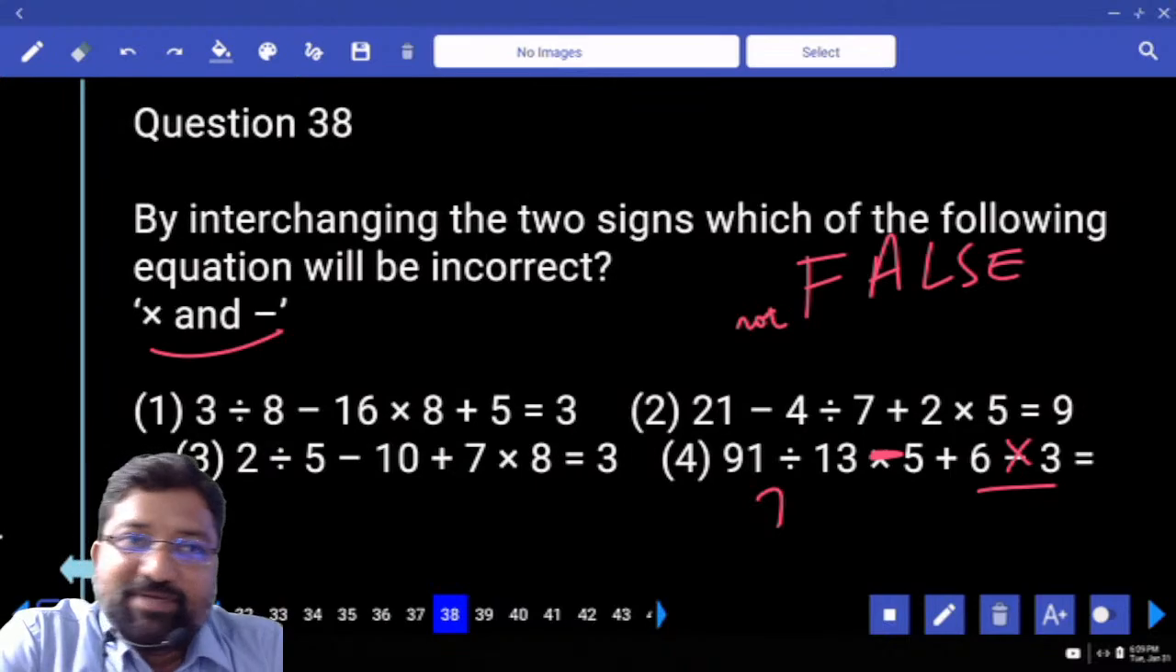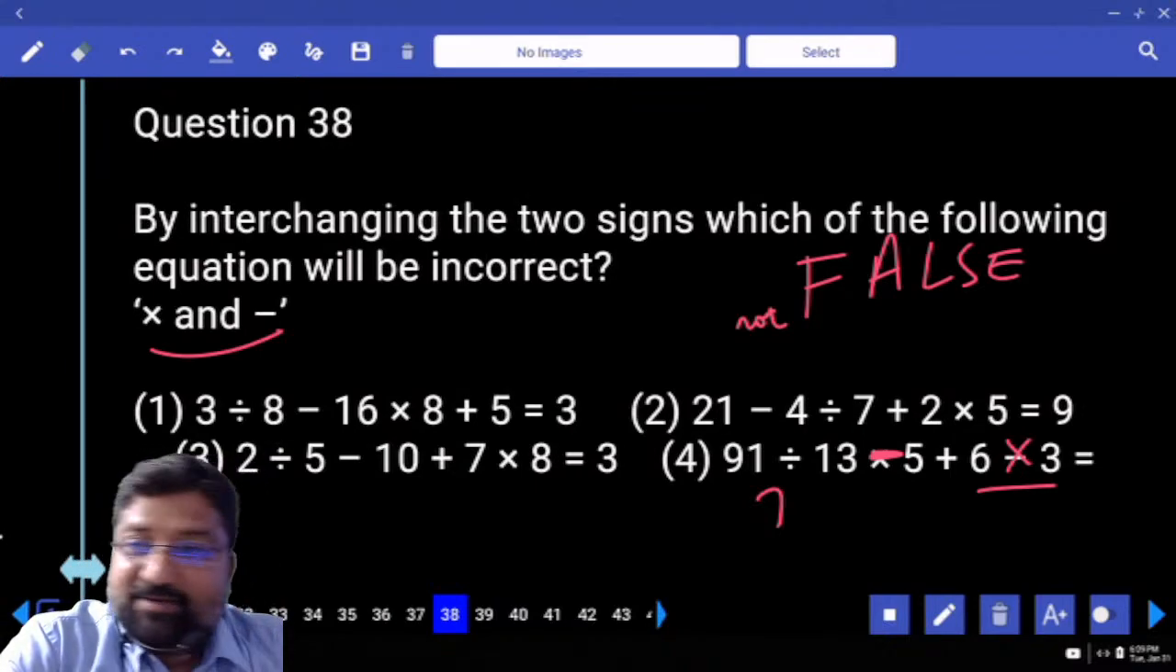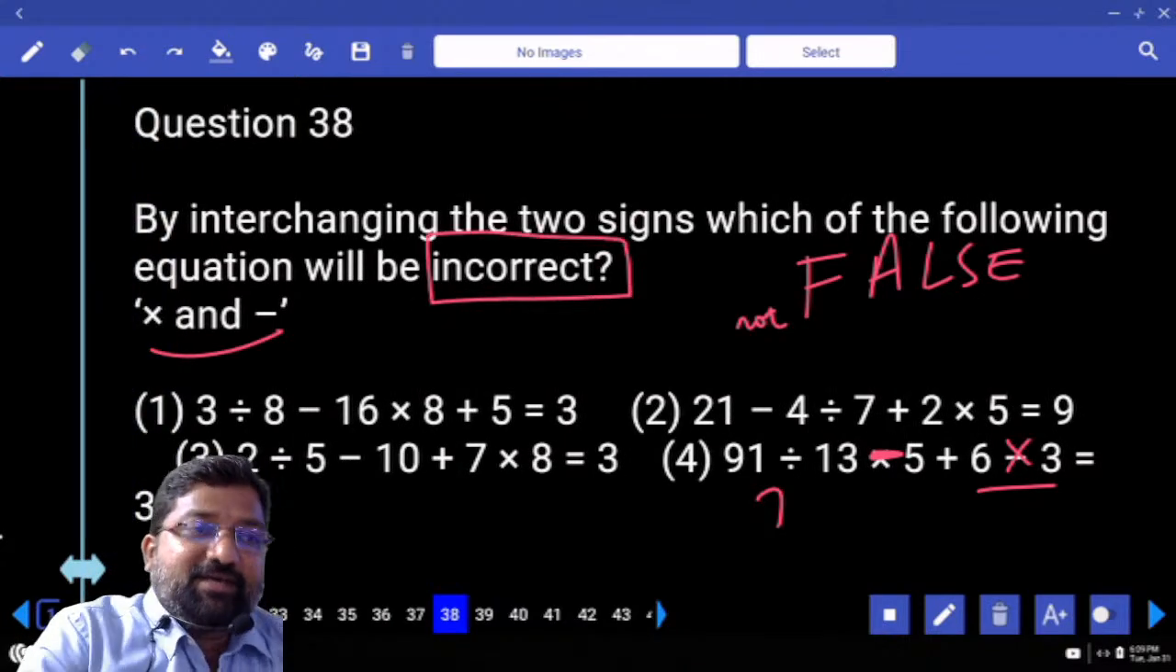Not will be in small letters and it will not be in bold. But you have to be very, very, very alert. The question is not on correct, the question is on incorrect.